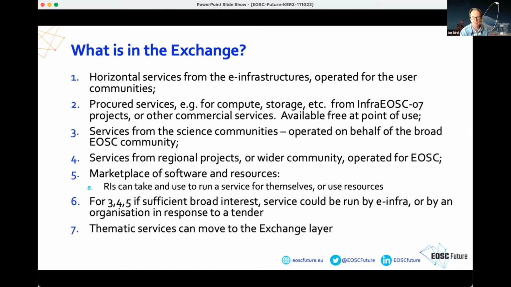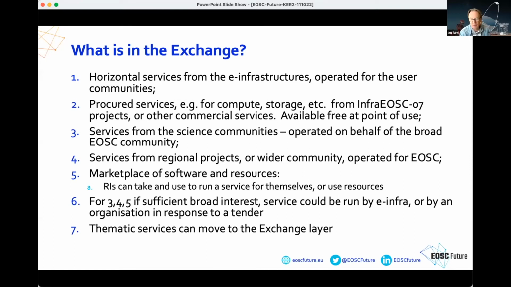Potentially services from regional projects or the wider community operated for EOSC. And I think the biggest thing is the marketplace of software and resources. So research infrastructures can take and use what's in there to run a service for themselves or to use the resources which are provided here.